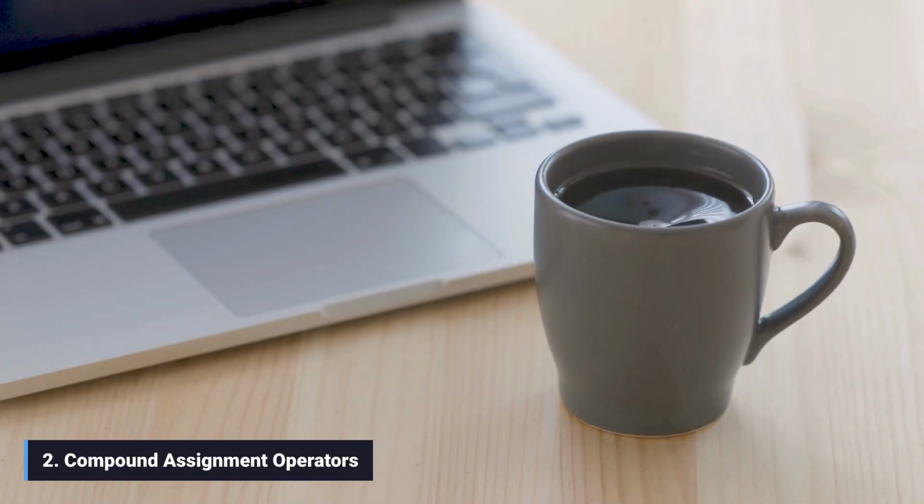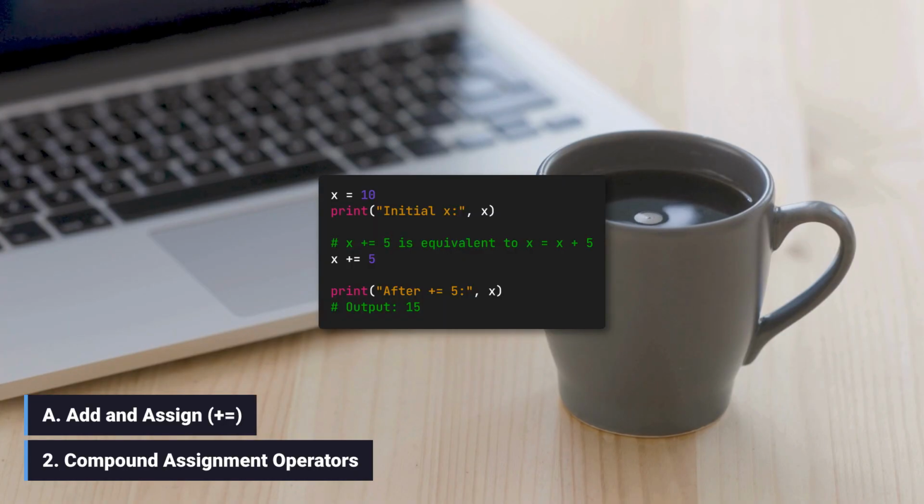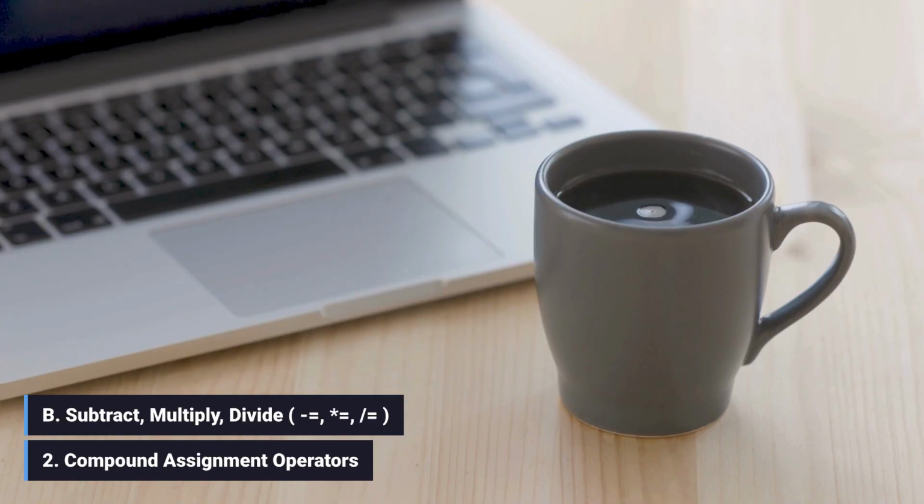2. Compound assignment operators. Python allows you to combine an arithmetic operation with assignment. For example, plus equals adds a value to the variable and updates the variable with the new result. This shorthand works for all arithmetic operators: subtraction, multiplication, division, and even modulus.